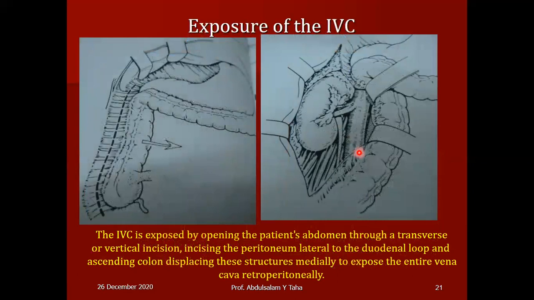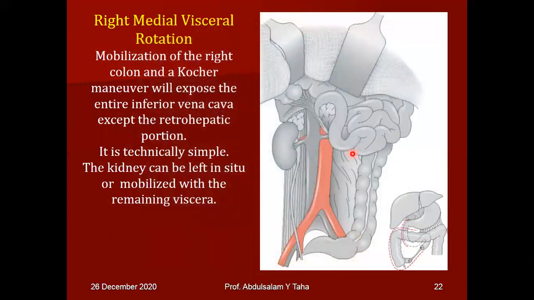Exposure of the IVC is done by opening the peritoneum lateral to the duodenum and lateral to the ascending colon, and by displacing these structures medially. This will give us a very good exposure of the IVC below the liver. Okay? And this technique is called right medial visceral rotation.